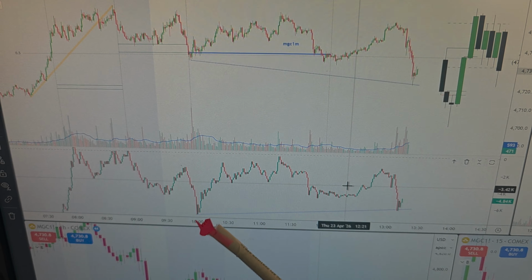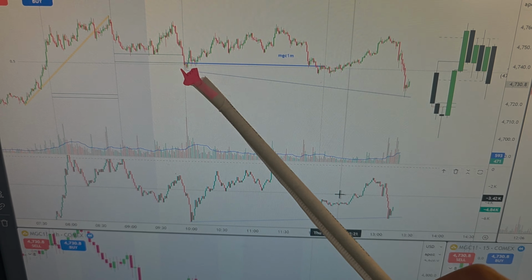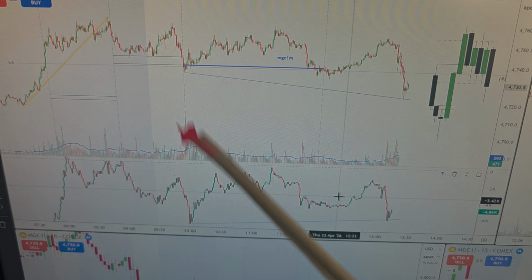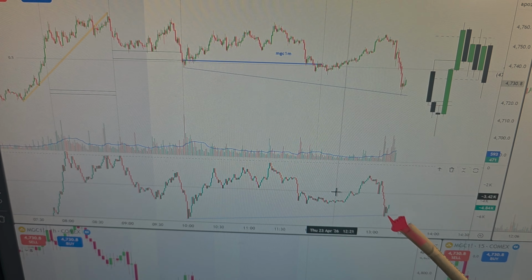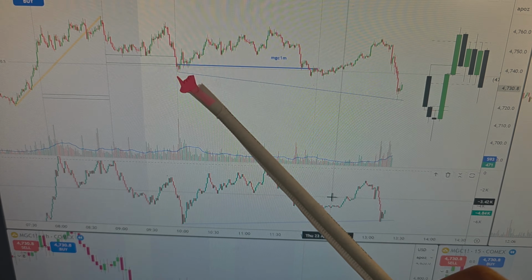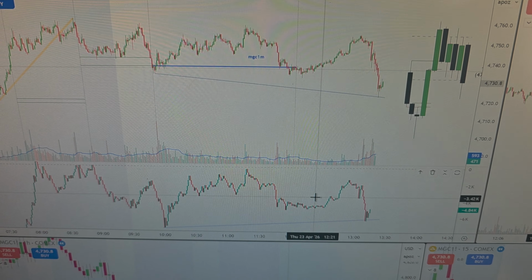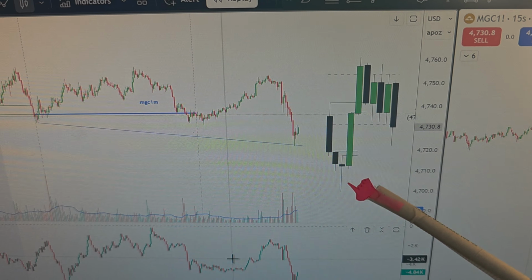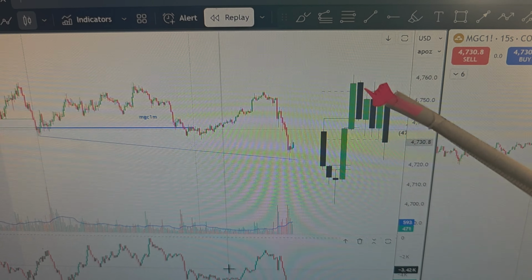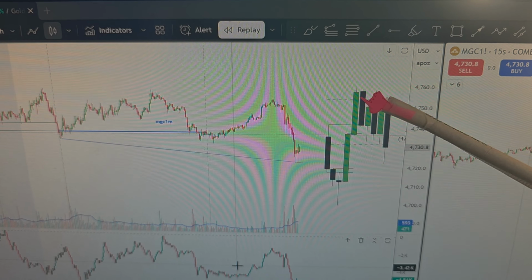And just for curiosity, CVD has a divergence. Lower low, higher low. This low is higher than that. We make a lower low. The Master Chi candles are here, and this is our swing.